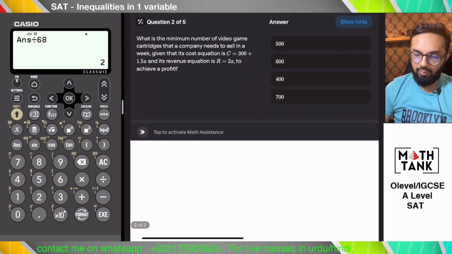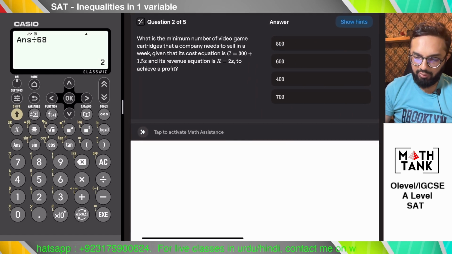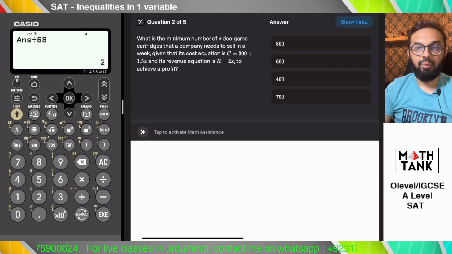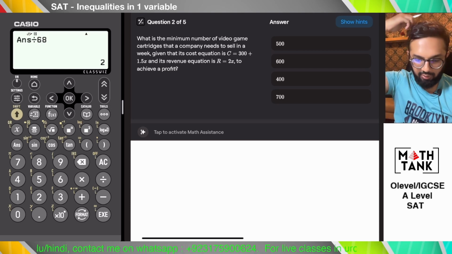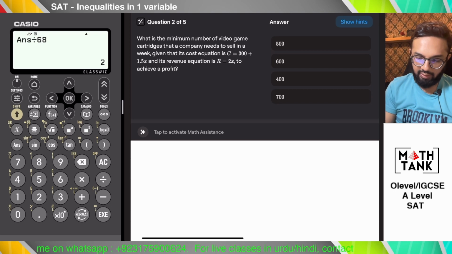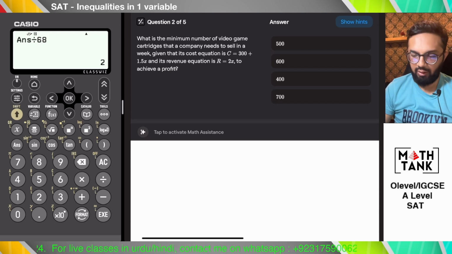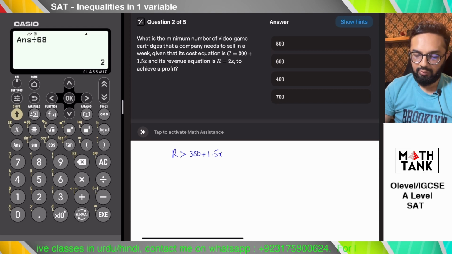Yes, let's move on. What is the minimum number of video game cartridges that a company needs to sell in a week, given that its cost equation is C equals 300 plus 1.5x and its revenue is R equals 2x, to achieve a profit? So you have profit when your revenues are greater than your costs. I should have written R is greater than C first. So R is greater than C.